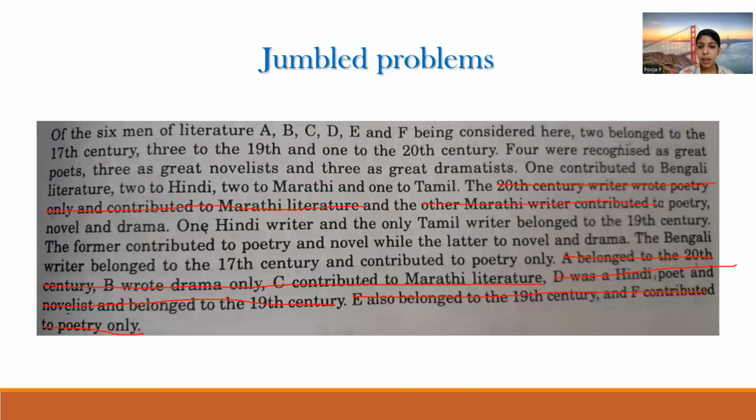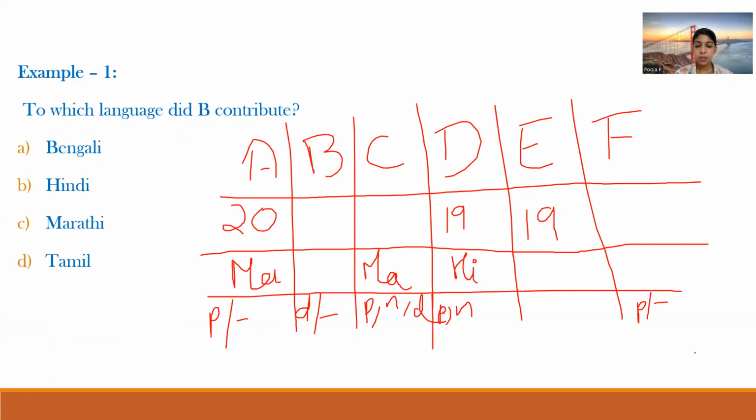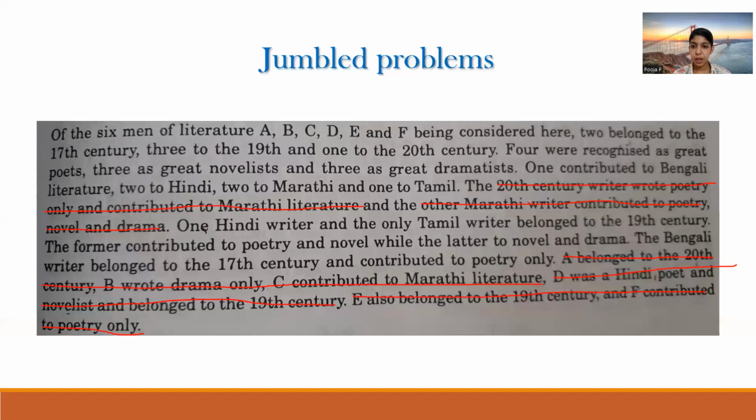And one Hindi writer and the only Tamil writer, both of them belonged to the 19th century. One Hindi writer and the only Tamil writer. So among them, there should be one Tamil writer all alone. That person belonged to the 19th century. The former, that is the Hindi, contributed to poetry and novel, while the latter contributed to novel and drama.